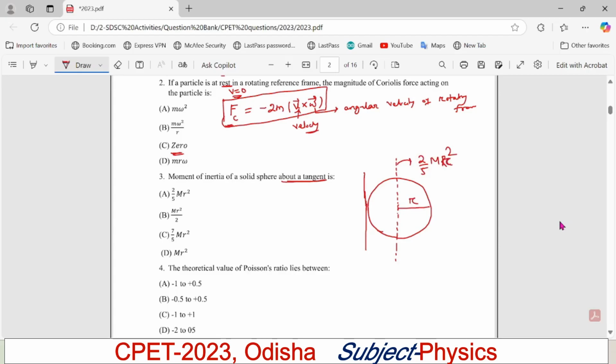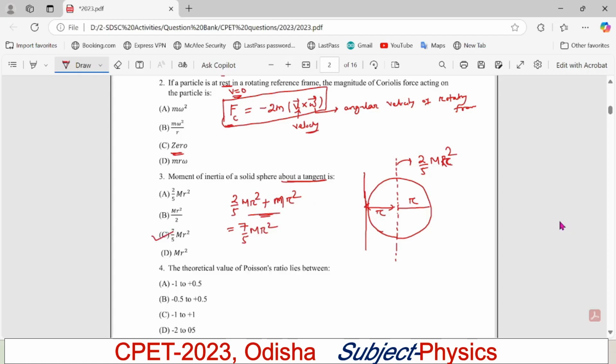Now I am going to apply parallel axis theorem. So this distance is also r, applying the parallel axis theorem, 2 by 5 m r square plus distance between these two axes, so it will be mass m into r square. So if I add this one, I can get 7 by 5 m r square. So C is the correct answer.